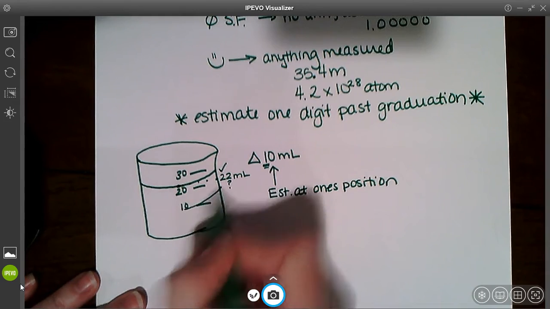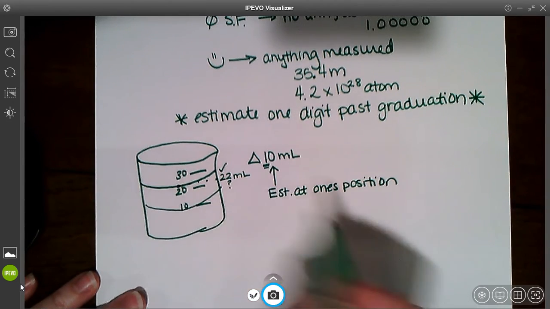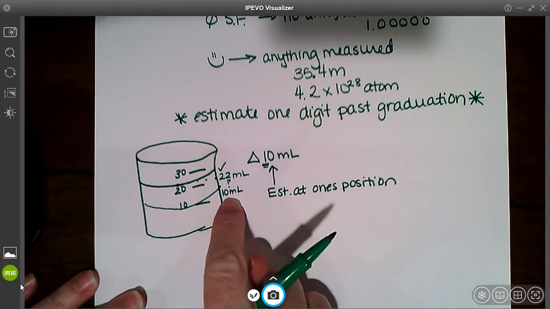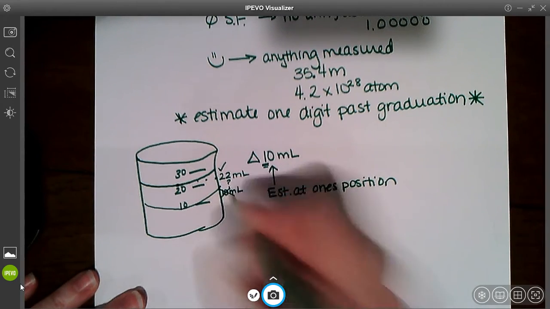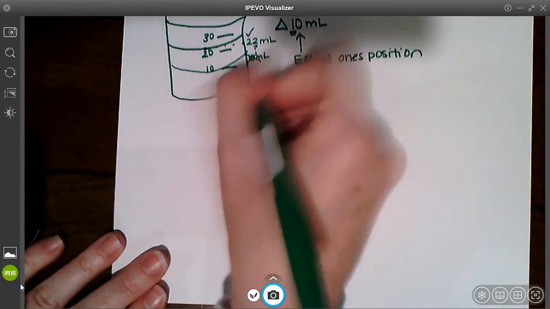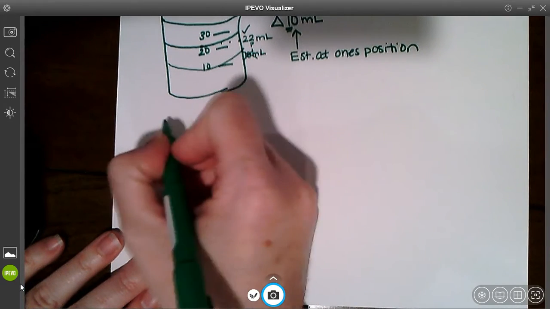If it came to here, and I want to say that this has 10 milliliters, that would not work. We're going to come back to why that won't work in a second, and then we'll figure out what would work for this one.